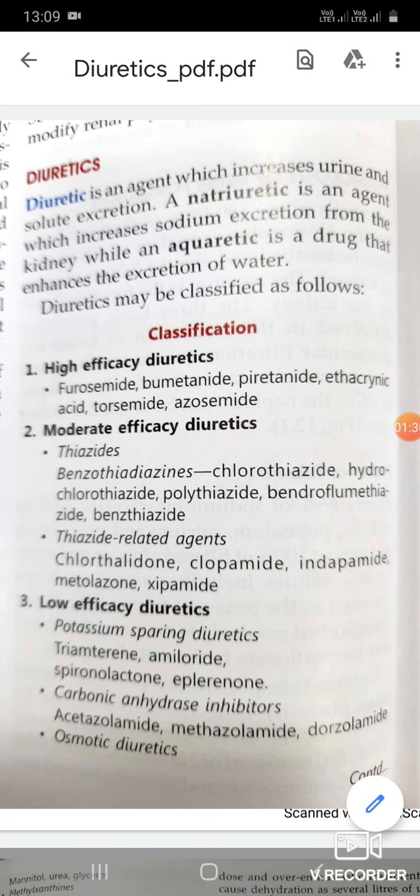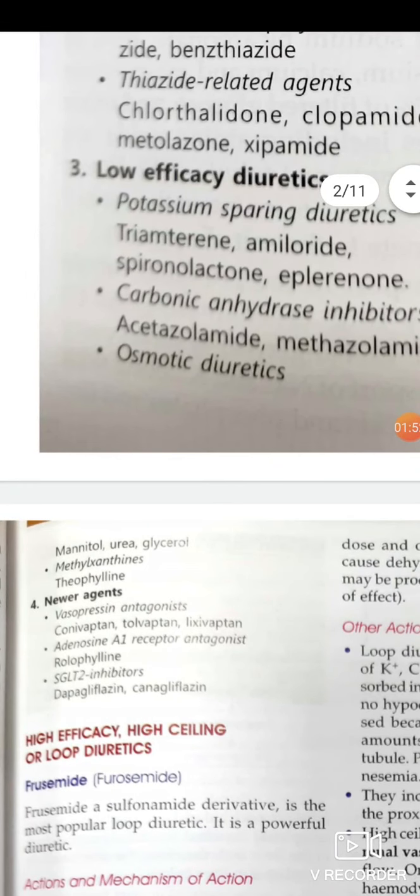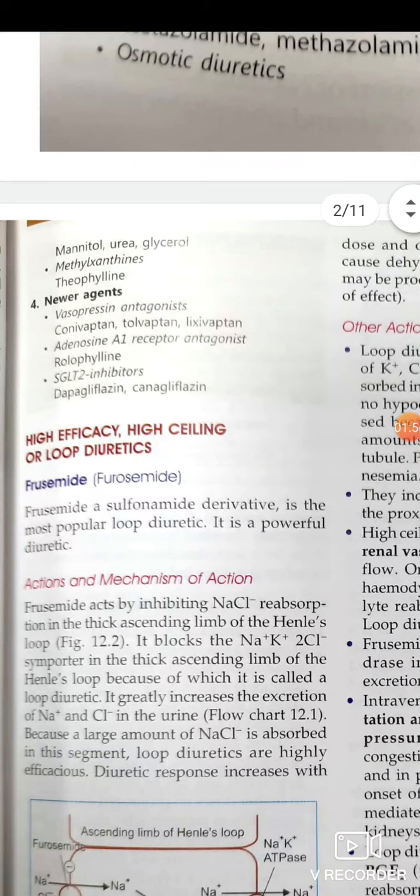The third is low efficacious diuretics, particularly potassium sparing diuretics. The examples are triamterene, amiloride, spironolactone, and eplerenone. Then carbonic anhydrase inhibitors, which include acetazolamide, methazolamide, and dorzolamide. Then osmotic diuretics, which include mannitol, urea, glycerol, and methylxanthines, which include theophylline.